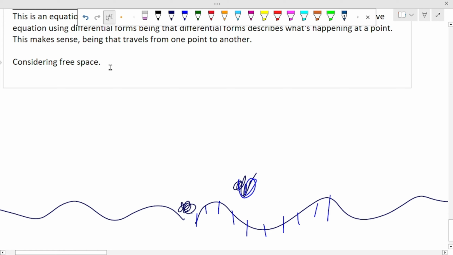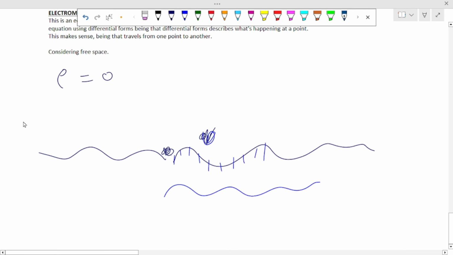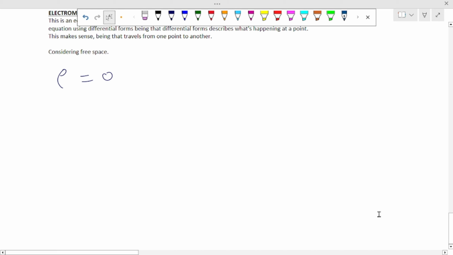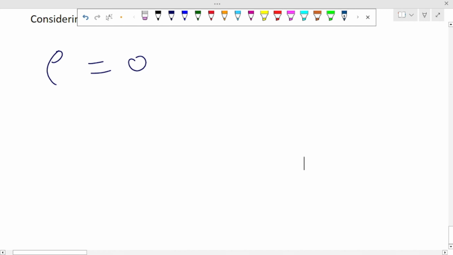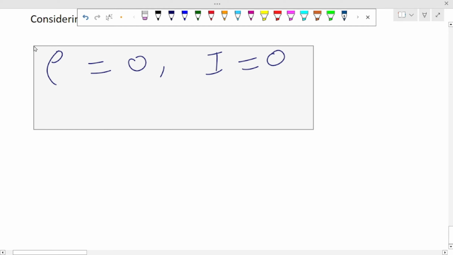So I just said that in free space, the charge density, which is rho, equals what? Zero, because we are considering free space now. So the charge density is zero. Take all these guys out. Now also, the current is what? There's no charge now, so the current is zero. Are we together? Both charge density and current are zero.